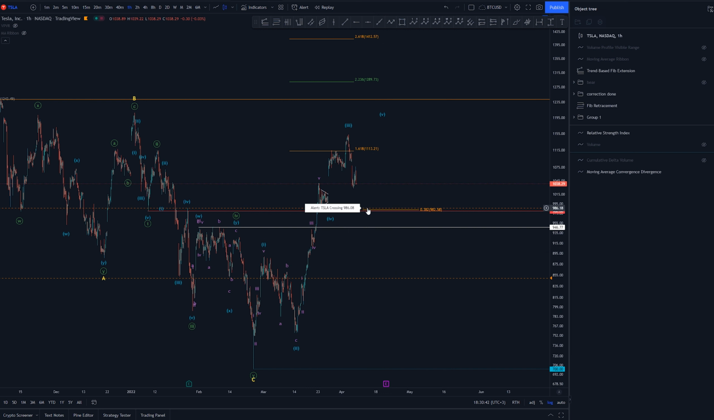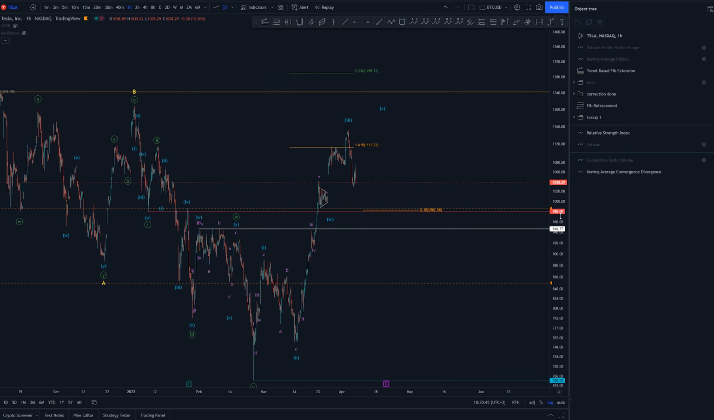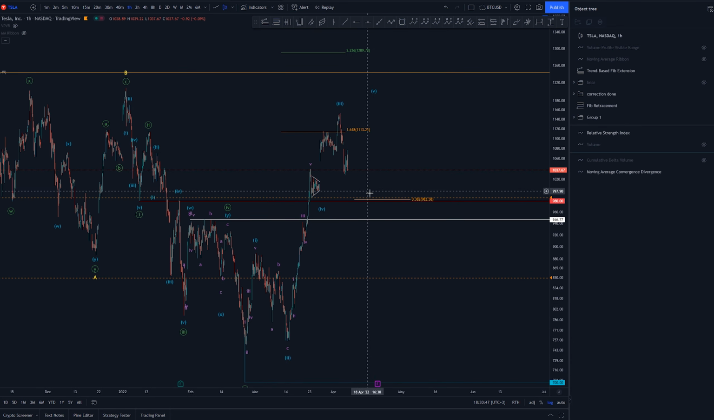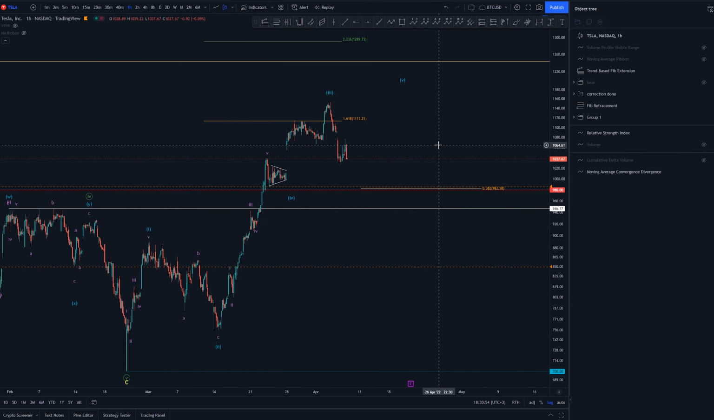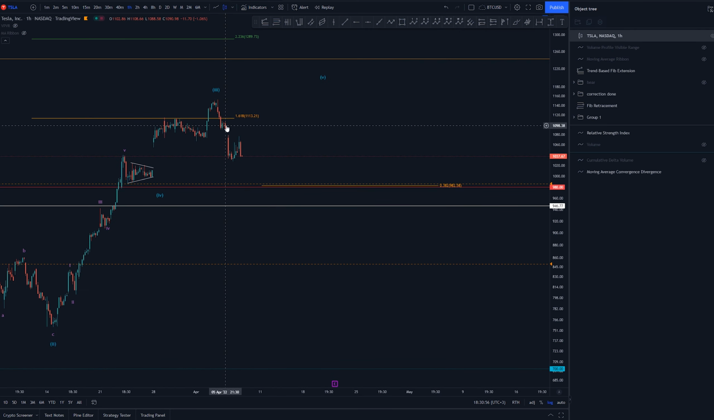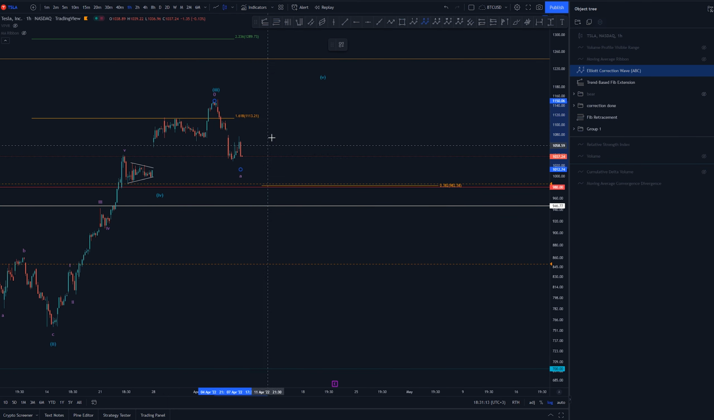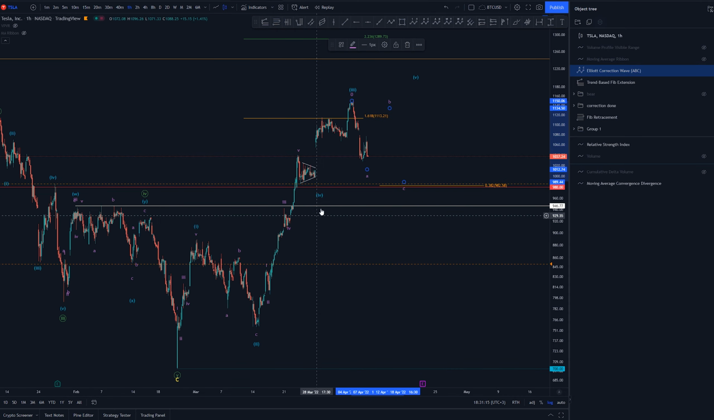I got my alert set here, so if something happens then I can look into it more and probably make another video updating it. Currently this looks really impulsive. This is either ABC as a zigzag or 1, 2, 3, 4 and creating the fifth for the first leg of A before we head higher for the B and then C, creating this kind of structure for the wave B.